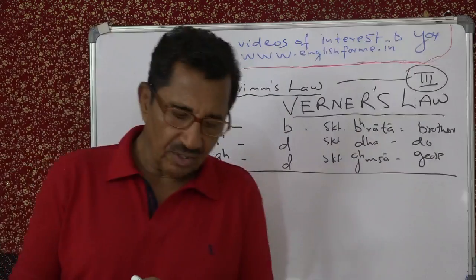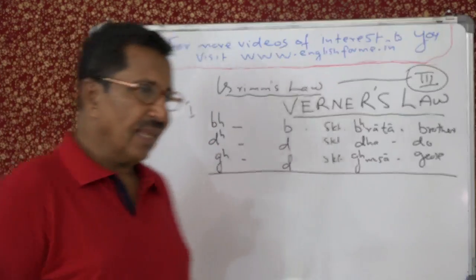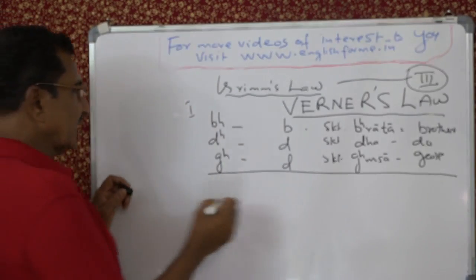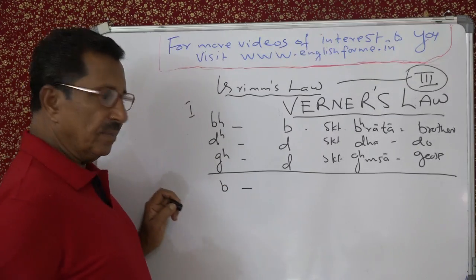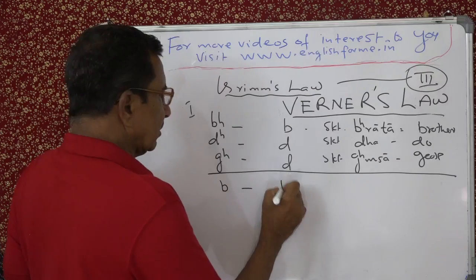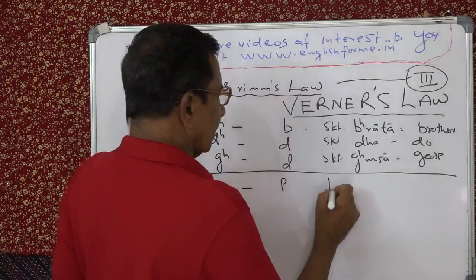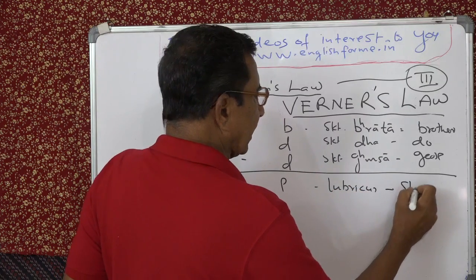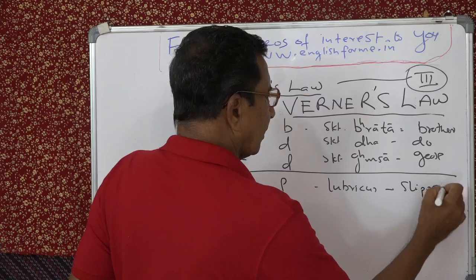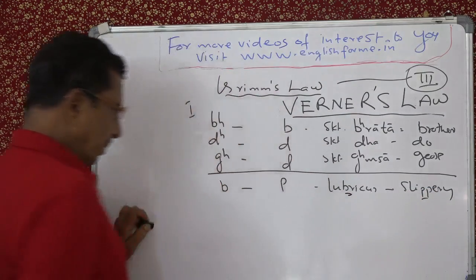Grimm's law affected only consonant sounds, not vowel sounds. Understand? Yeah, then you have got the next one, ba, that is voiced plosive becomes voiceless plosive. And you have got the example lubricus, that is slippery. Slippery, ba. Where there is ba, there is pa.